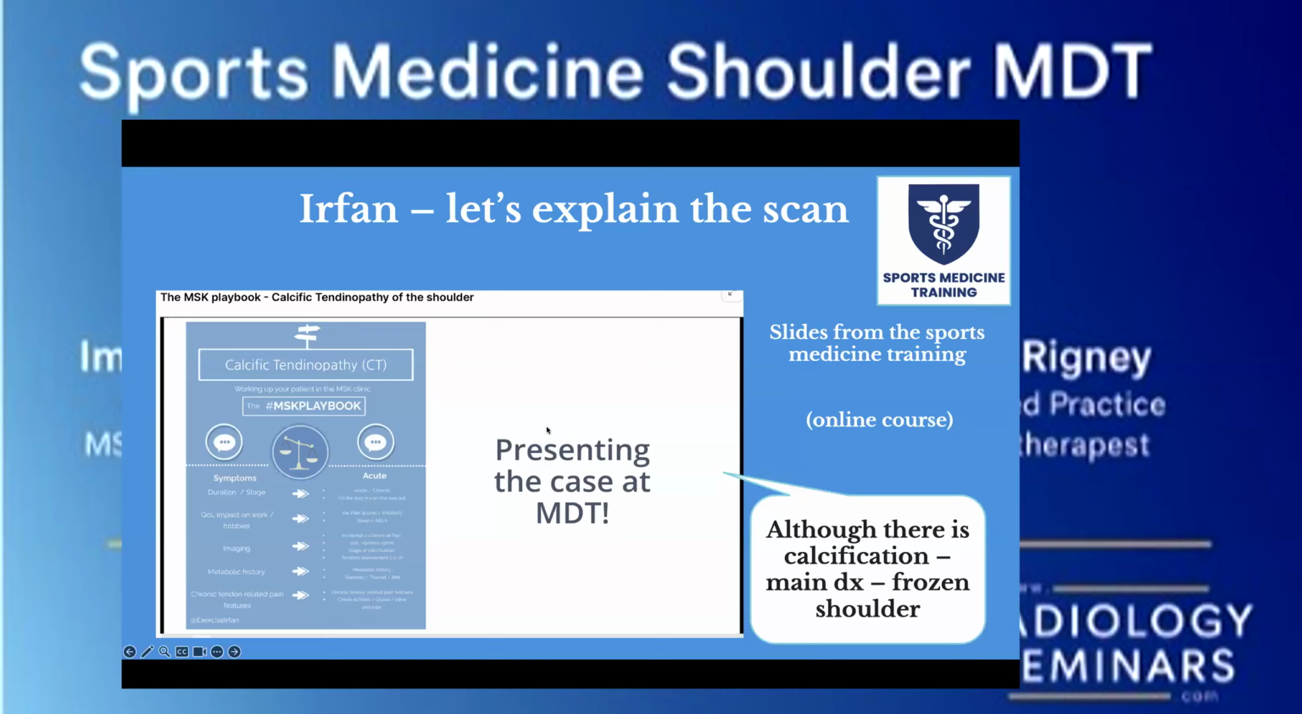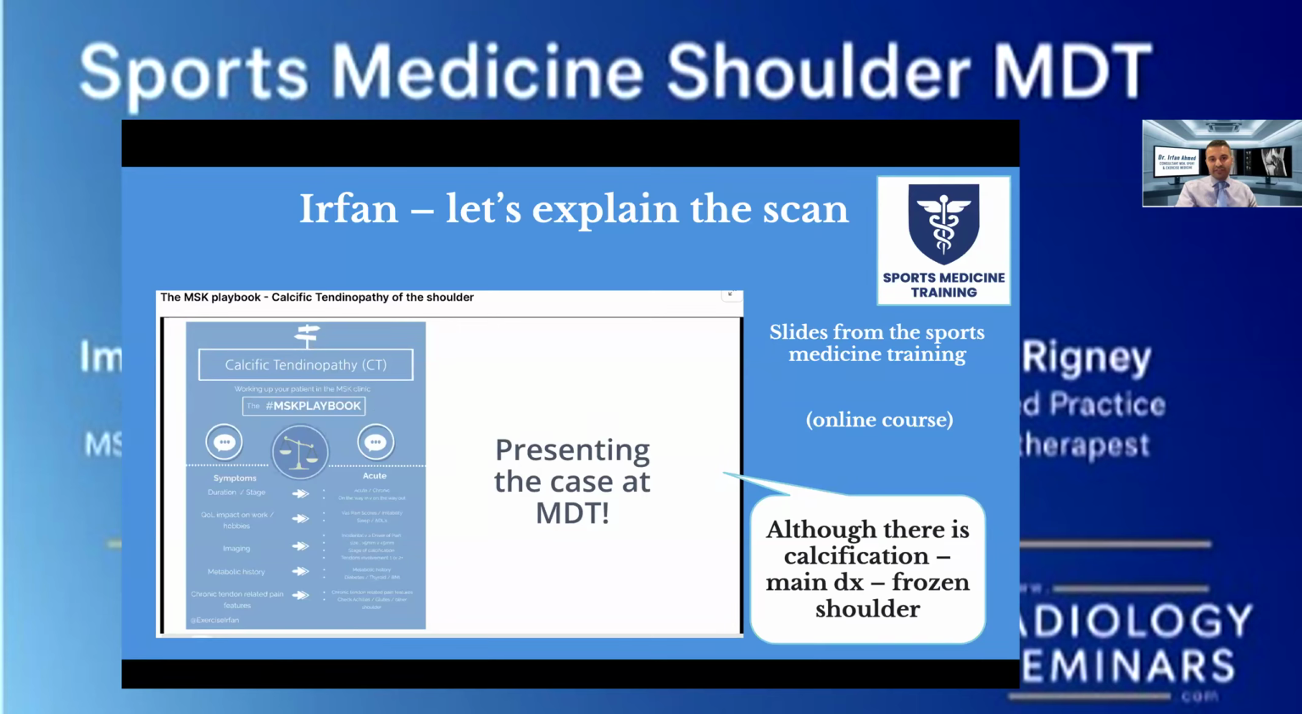Okay, so we've got calcific tendinopathy, and as Colin said, doing the imaging and interpreting the images is one part of the consultation. Often the most challenging part is explaining those to the patient in a way that they understand and going through the different options available.